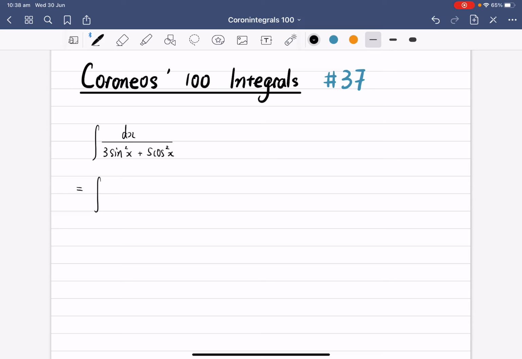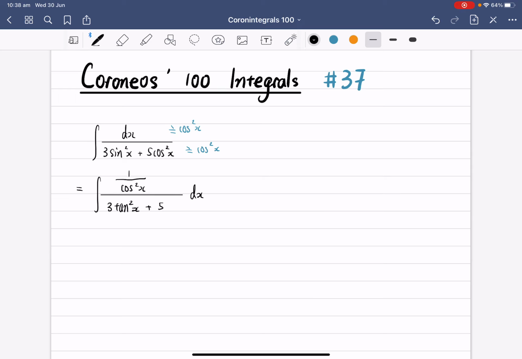So that means the numerator, if we divide it by cosine square, so let's just write this one down first. Divided by cosine square x, divided by cosine square x. I'm just going to do it step by step. The numerator becomes 1 over cosine square x. The denominator becomes 3 tangent square x, because if you divide a sine by cosine, that gives you tangent. Then plus 5, and then dx here.